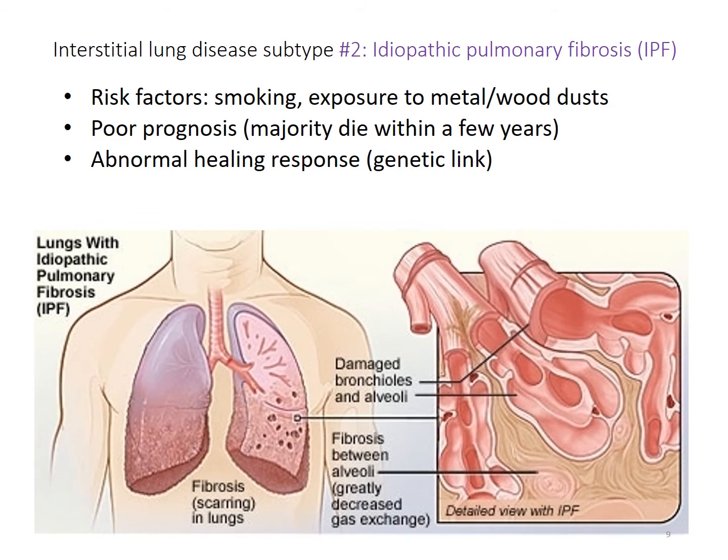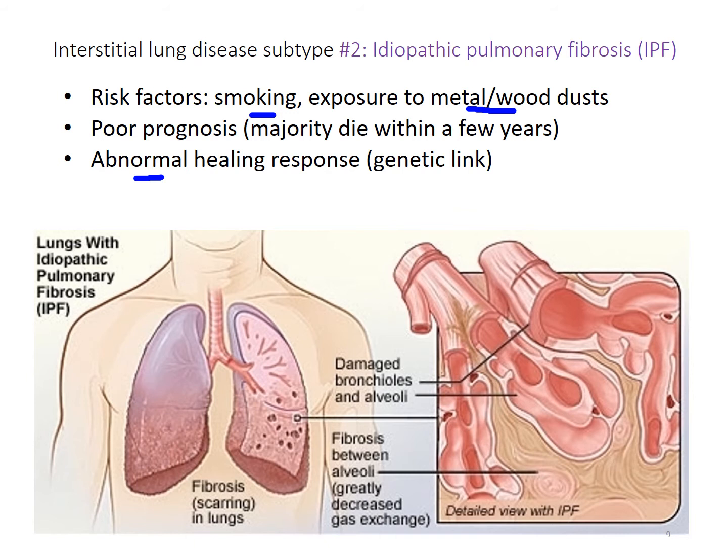So the second type of interstitial lung disease we'll look at is idiopathic pulmonary fibrosis, which means the cause is poorly understood. Risk factors include a history of smoking and exposure to metal or wood dusts, but there appears to be a genetic component as well involving an abnormal healing response. IPF has a very poor prognosis.